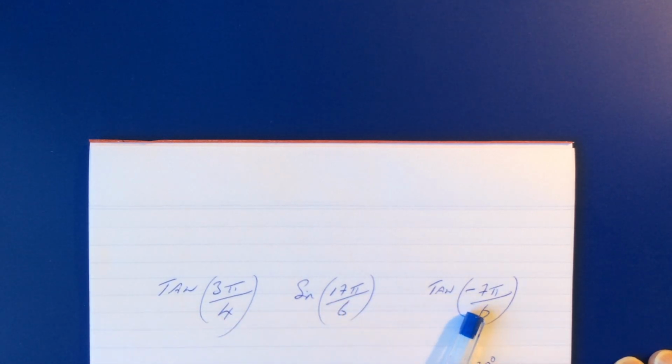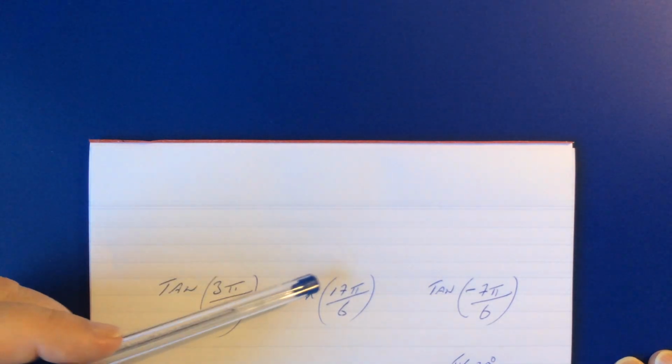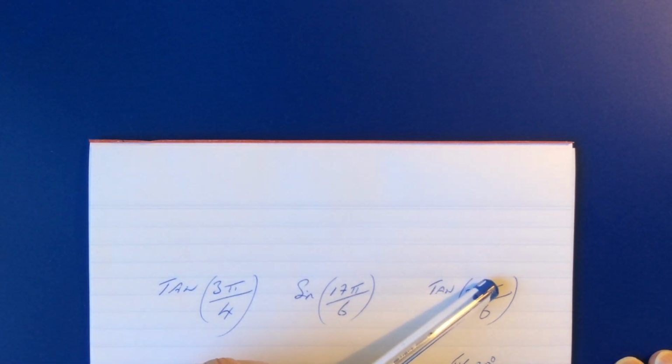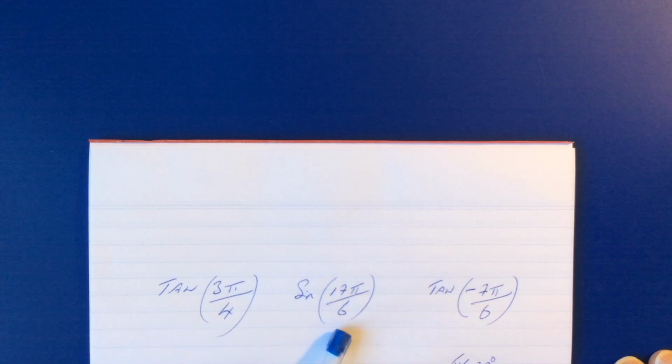Hi, I'm an old guy and I do maths, and today we're going to find the exact value of these three trig ratios: tan of 3 pi on 4, sine of 17 pi on 6, and tan of negative 7 pi on 6. So they each have their features, I guess. This is the most straightforward one. This has the added bonus of being an improper fraction, so it's 17 pi on 6. There are some things to deal with there. And this one combines that, and it's negative.